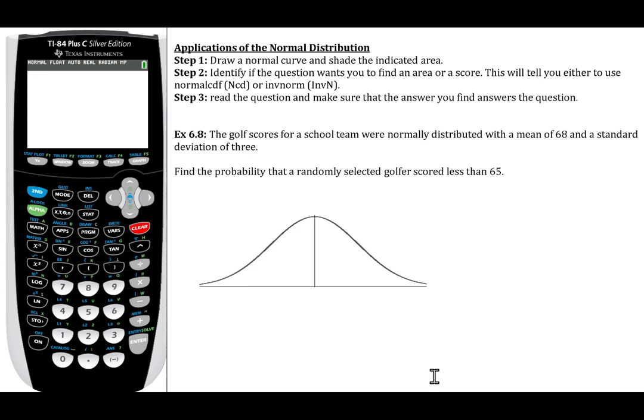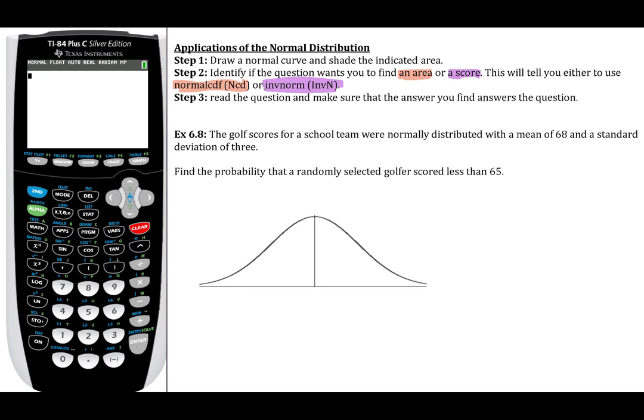The second thing we're going to do is identify whether or not the question wants us to find an area or find a score. If the question wants us to find an area, that means they will be giving us values in an interval, and we'll use the normalcdf. If we are asked to find a score, that means they are giving us an area, and we're going to use the inverse norm function. And the third thing is to read the question and make sure that the answer that we find actually answers the question. All right, let's get started.